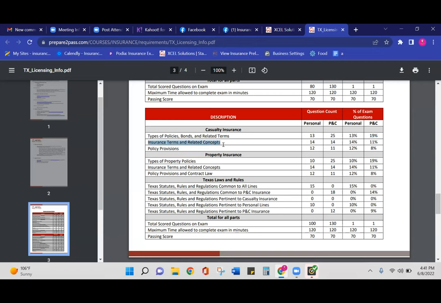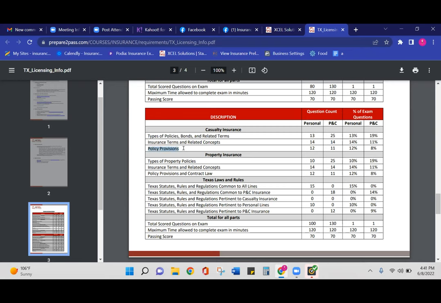Then you have insurance terms and related concepts. This is like the general insurance chapter. What are the two types of risk? What is the law of large numbers? What are the methods of handling risk? Sharing, transfer, avoidance, retention, reduction. All the basic general insurance terms and concepts. That makes up 14 of the questions in personal, 14 in property and casualty.